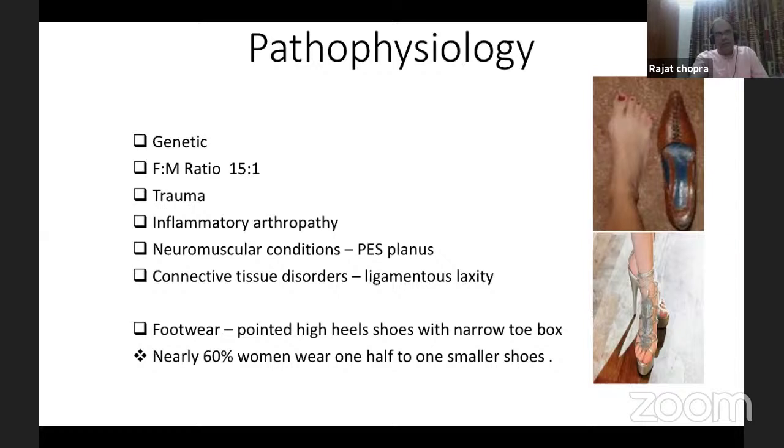Now, another important point is why footwear is important. Most of the time, women like to wear high heels, and with the high heels they have a narrow toe box. So keeping that foot in that position with the pointy heels, and in case your shoe size is one size smaller so that your foot looks good, that can aggravate your problem. But whether that causes it, we don't know.